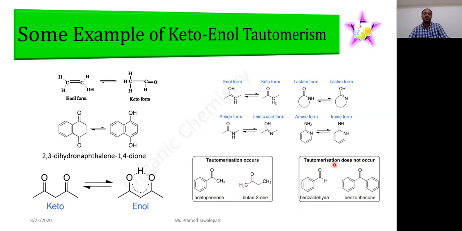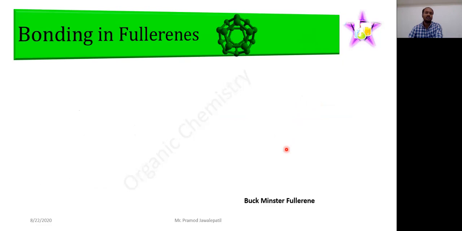See this amine and imine form. These are tautomers of each other. This amide and imidic form. This enol form, this keto form, this lactam and lactim form. All these are tautomerism examples. I hope all of you understand this keto-enol tautomerism.